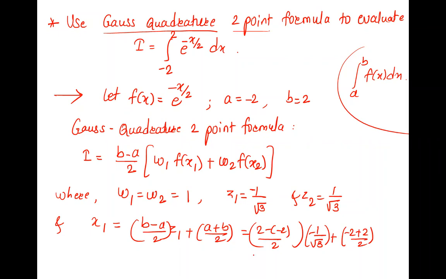So you will solve this now, which is 2 plus 2, 4 by 2, that is 2 into minus 1 by root 3 plus this is 0. So you can find the value, or you can write this as minus 2 by root 3. Okay. You got the value of x1, minus 2 by root 3.